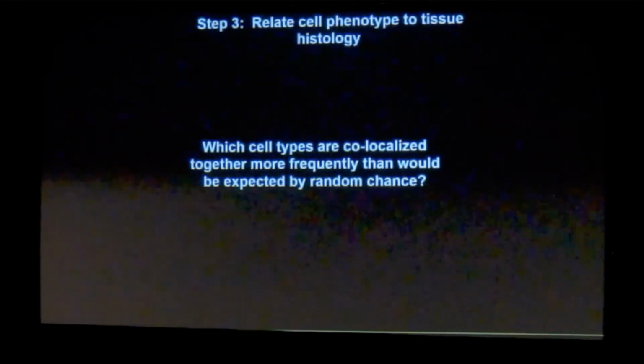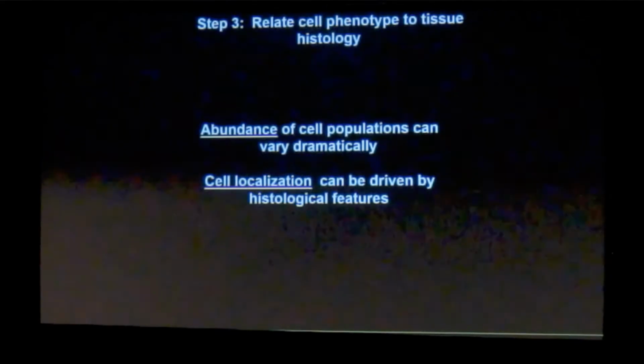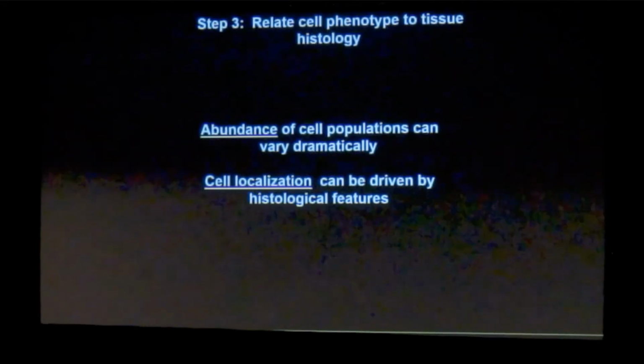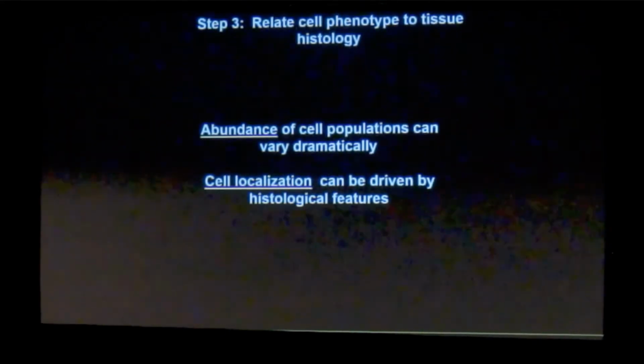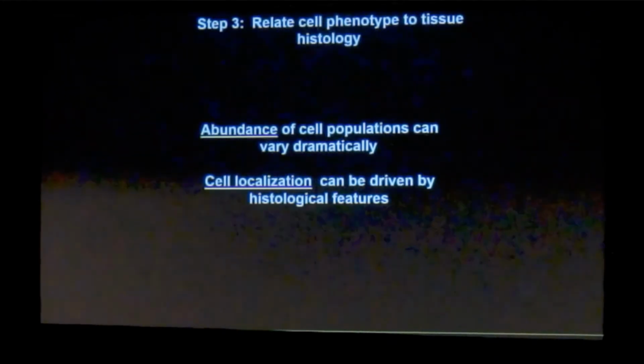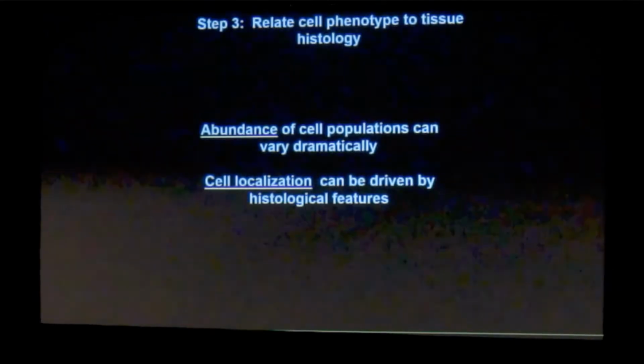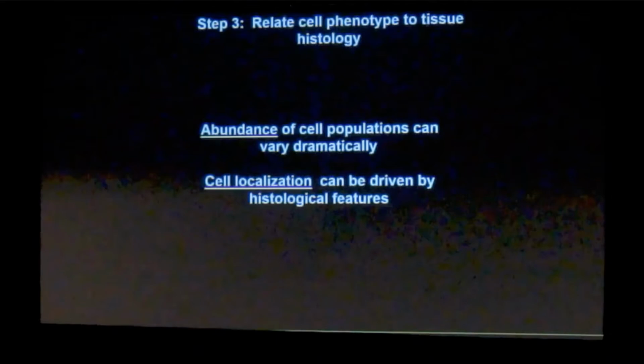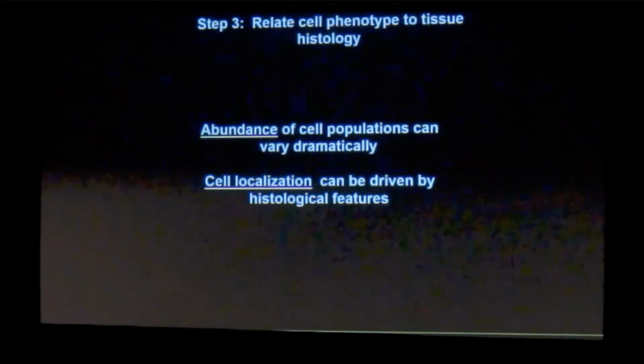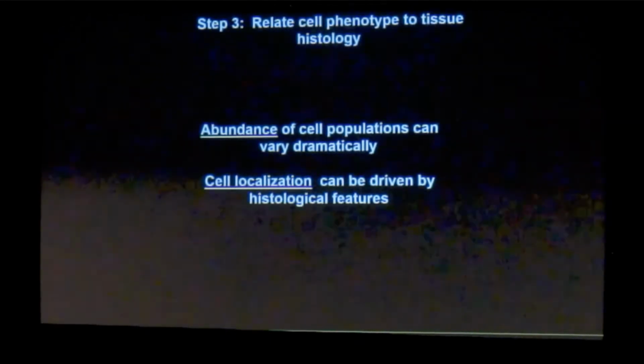And so what do I mean by that? The abundance of cell populations can vary dramatically depending on the tissue. There may be no immune cells. There may be thousands of immune cells, right? There may be very few tumor cells. And the cell localization can also be highly affected by the tissue architecture. So whatever question you're asking, it's important that it takes into account all of these predisposing effects of where cells might or might not be just by random chance, because of how many of them are there or which tissue compartments they're naturally restricted to.